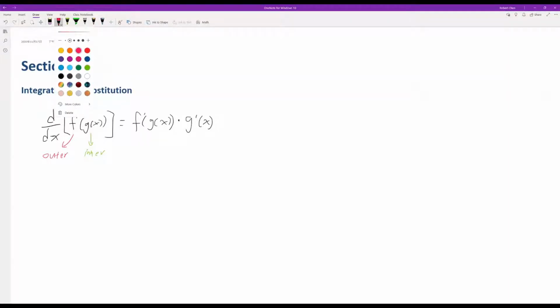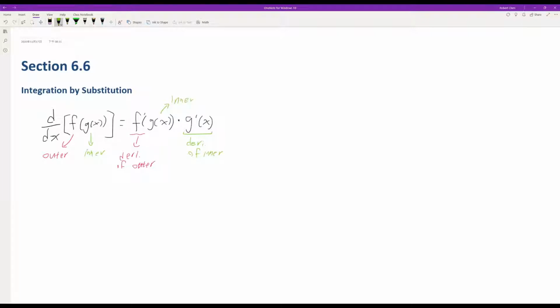So here we can see that f prime is the derivative of the outer function, and g prime is the derivative of the inner function, where g of x is the inner function.